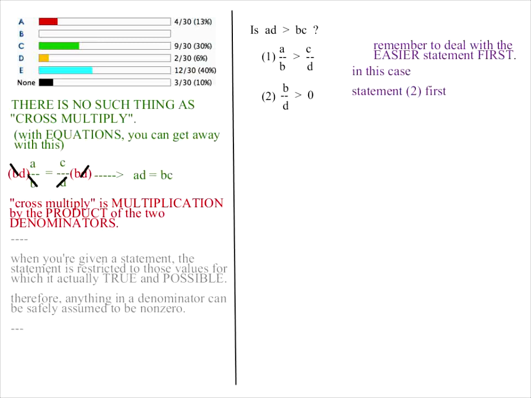So let's use this grid. If you've taken our course, you'll know there's a grid that deals with statement 2 first. That's got BD on the top and ACE on the bottom. Okay, let's do statement 2.